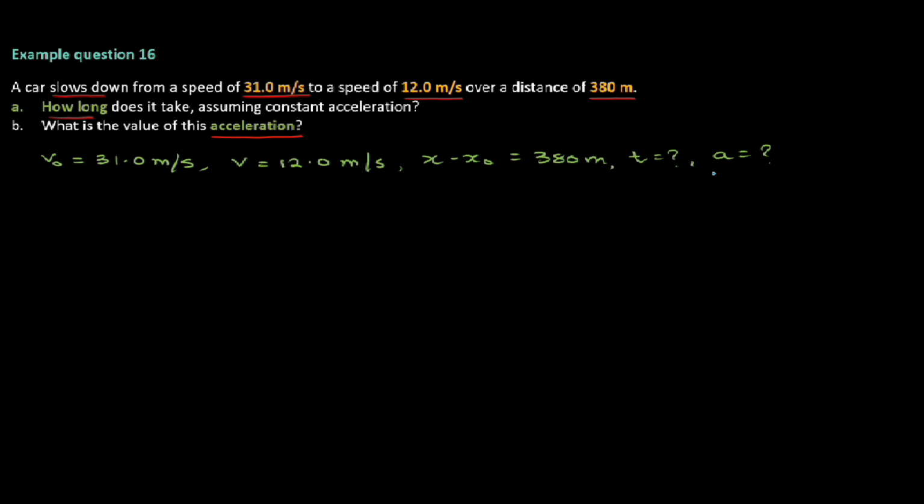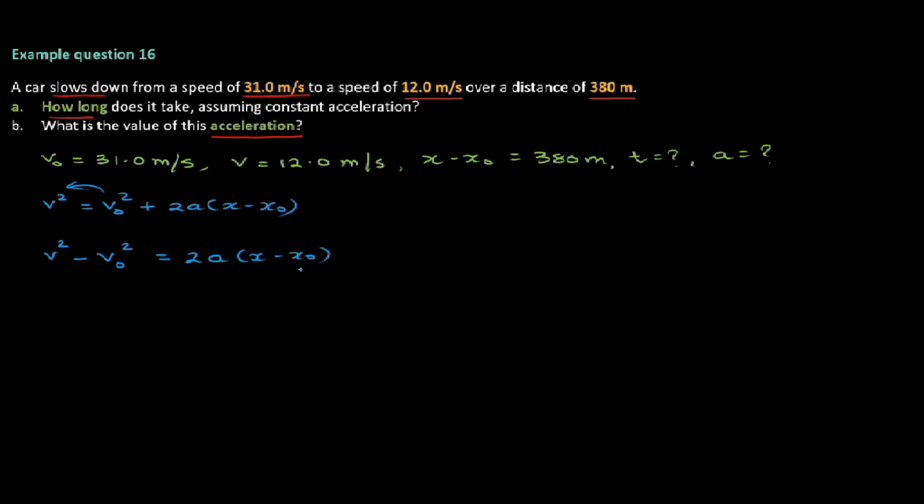So to find acceleration, I will use the fifth equation of motion, which says that v final squared equals v initial squared plus 2a(x minus x0). If I want to find a, I need to get rid of all the terms present on the right hand side. So first thing we will do is move v0 square to the other side. So I will write v square. When I move v0 to the other side, it will be subtracted. So v squared minus v0 squared equals 2a(x minus x0).